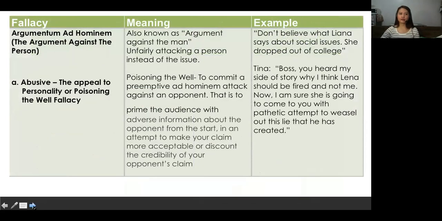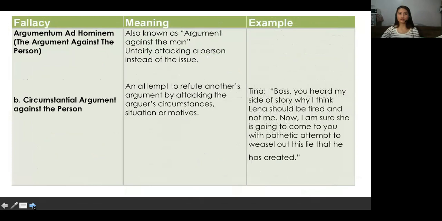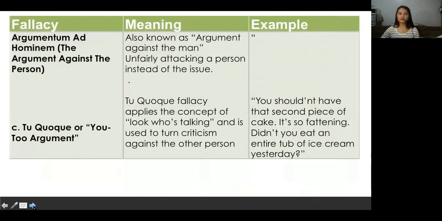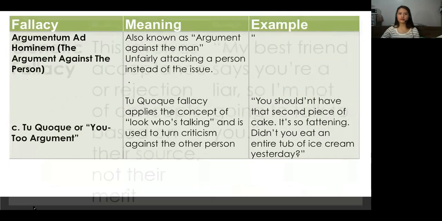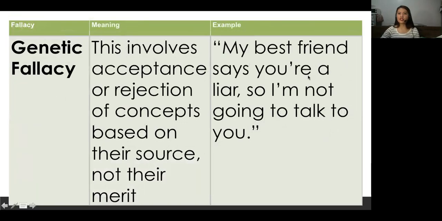Next is, ito yung kanina. Mas pinalaking version. Okay. Next is genetic fallacy.